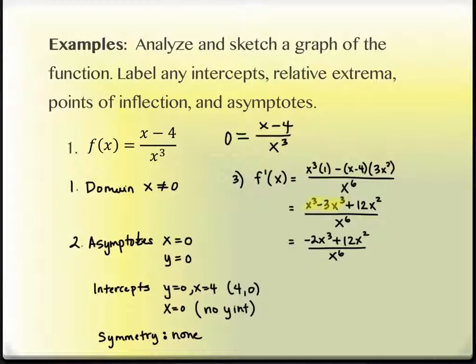Yeah, everything has at least an x squared component in it, right? So I can factor out or I can reduce out, whatever phrasing you like, the x squared from every term. So if I take out an x squared, this one's going to go away, this one's going to become x to the 4th, and this one's simply going to become x. So I'm going to be left with negative 2x plus 12 over x to the 4th.